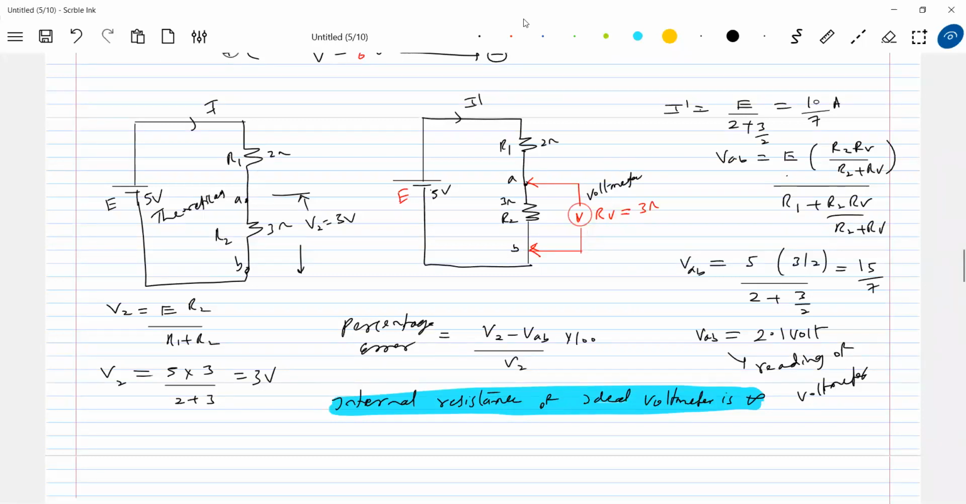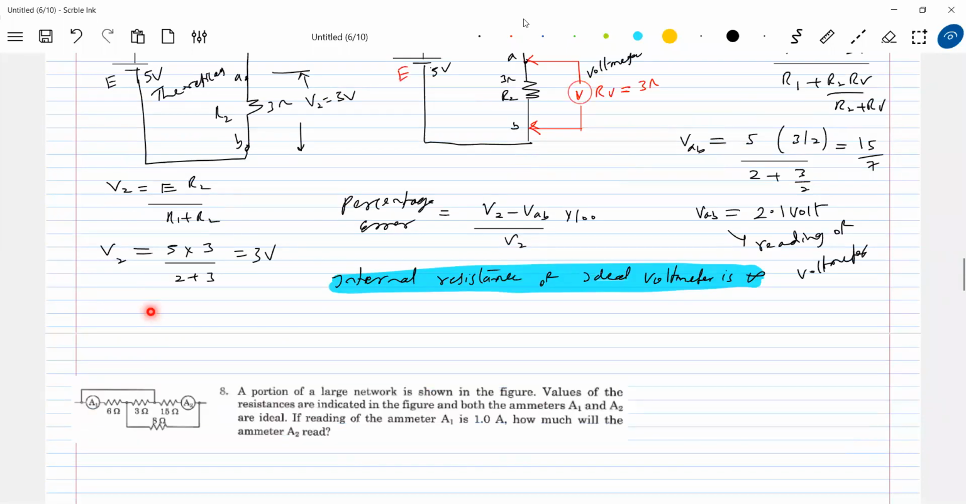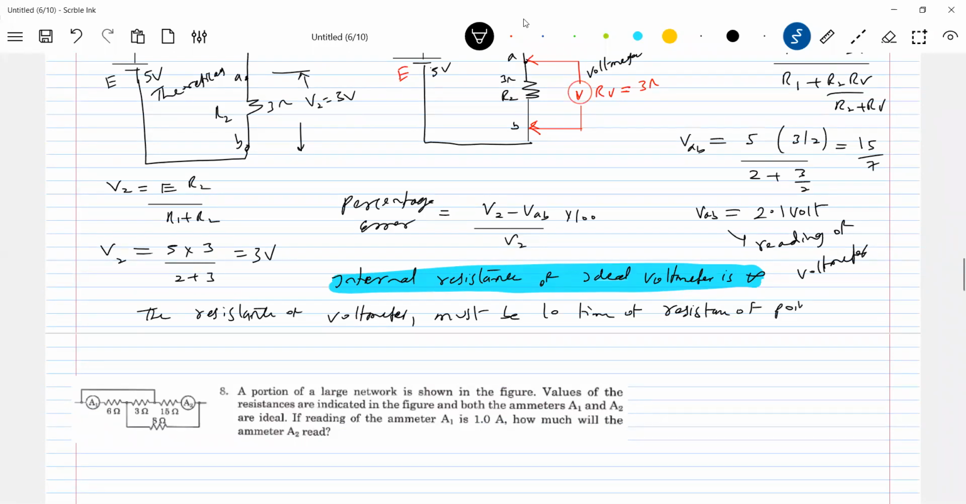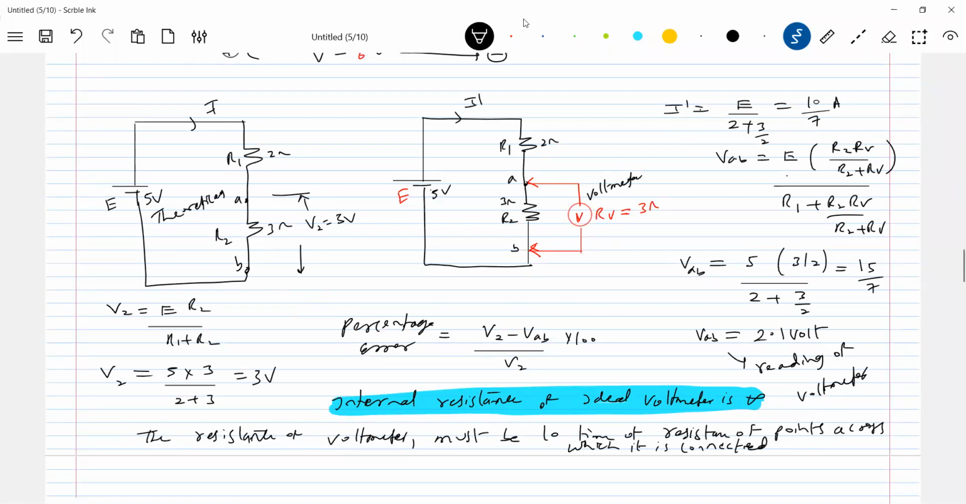So again, we have to make a rule: to minimize error, the resistance of the voltmeter must be 10 times the resistance of the points across which it is connected. So this is one rule we are making. Okay, getting this one? We can't get ideal, but at least if I bring a voltmeter whose internal resistance is 30 ohm, good. If I connect 100 ohm instead of this, it's still better, the error will be even less. Worst case, it should at least be 10 times the resistance of the points it is connected across.